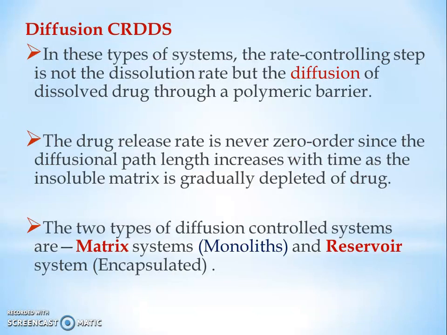Another system is the diffusion control release drug delivery system. In this type of system, the rate controlling step is not the dissolution but the diffusion of the dissolved drug through the polymeric membrane. The drug release rate is never zero order because the diffusional path length increases with time as the insoluble matrix is gradually depleted of the drug. This system is also of two types. One is a matrix system, called a monolith, and another one is the reservoir system, also called an encapsulated or membrane drug delivery system.